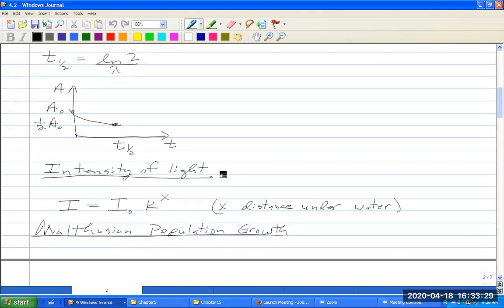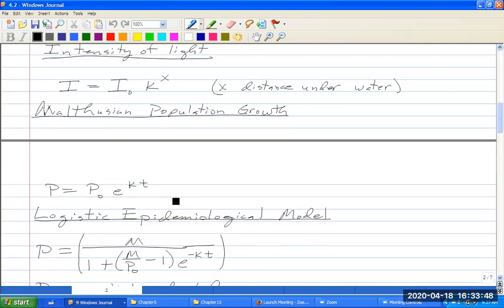Intensity of light, I, is just I_0 times k^x, where x is the distance under water that the light is traveling. The Malthusian population growth, well, we've seen this. P = P_0 e^(kt).